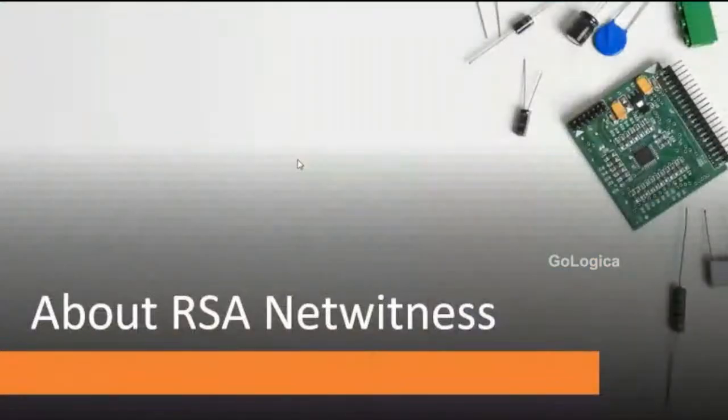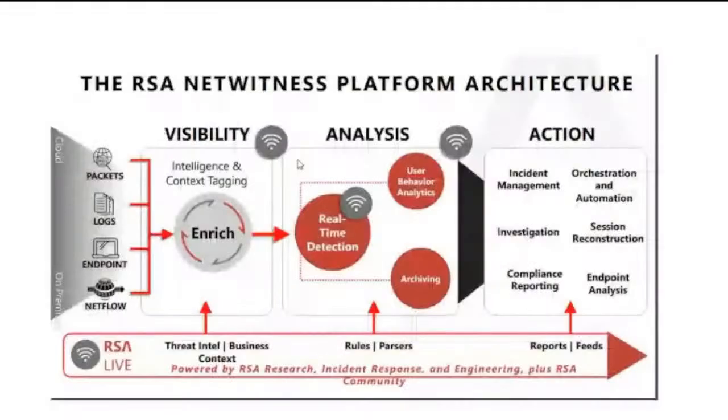So here comes your main point, RSA. Okay. This is the RSA NetWitness platform high-level architecture. It gives us the benefit of packet, log, endpoint, and NetFlow solutions. All these come to one device, which is the collector. Then it is forwarded to the decoder, where enrichment and parsing happen.